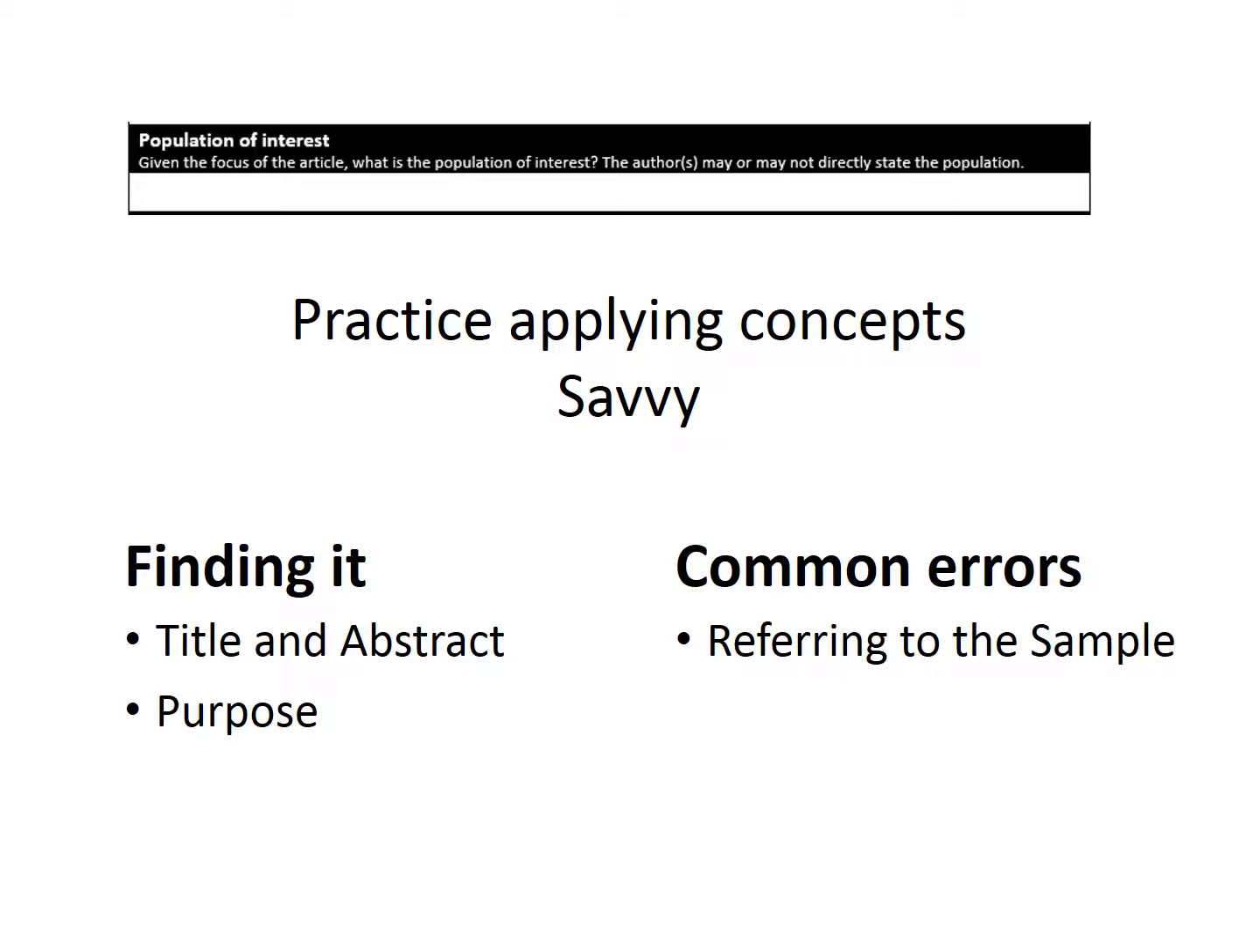If there is a particular population of interest, we usually find a reference to it in the title or abstract and see that idea repeated in the purpose. Sometimes it seems like they're just talking about people, and that could be interpreted to mean the population of interest.